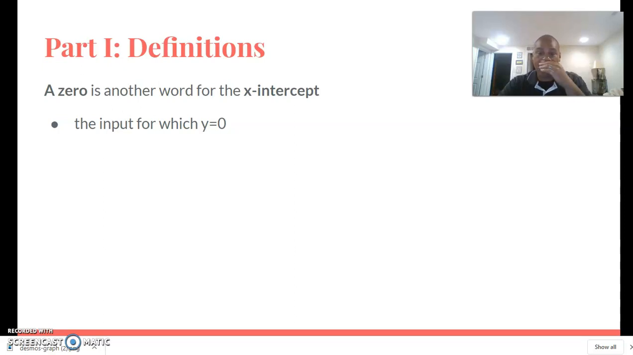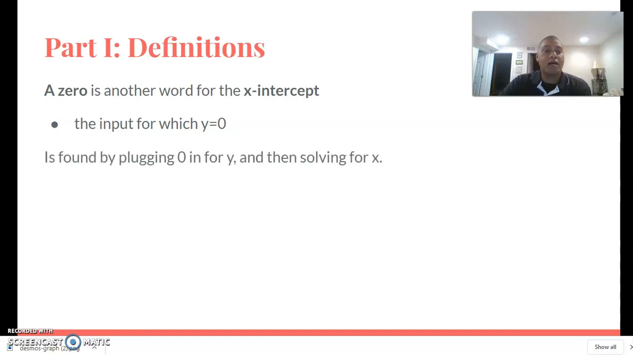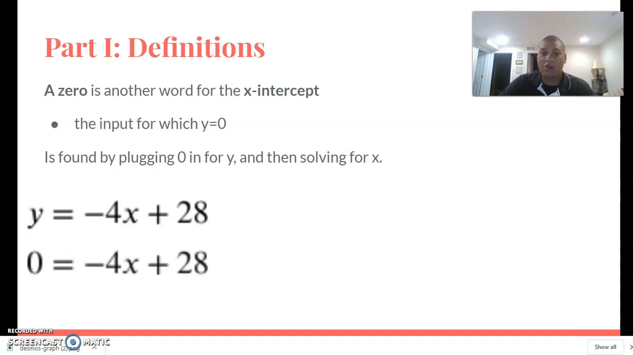So different name, same point on the graph, same way of finding it. We plug 0 in for y, and that's going to be our zero, just like it was our x-intercept in the previous video. It's found by plugging 0 in for y and then solving for x. So again, same process that we've already done, just a new name for it. If we have y equals negative 4x plus 28, if we want to find the zero of that function, we just plug 0 in for y, same way we found the x-intercept.